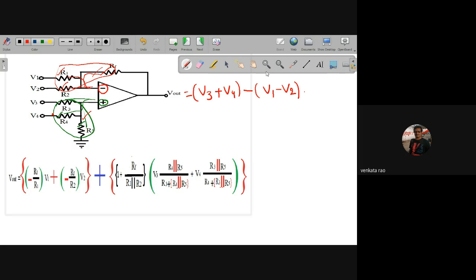Sorry, V1 plus V2. So that is the output equation. Resistors are equal. The group of resistors connected at the inverting terminal are equal, and the group of resistors connected to the non-inverting terminal are equal. Then we can write the output equation like this: V3 plus V4 minus of V1 plus V2.